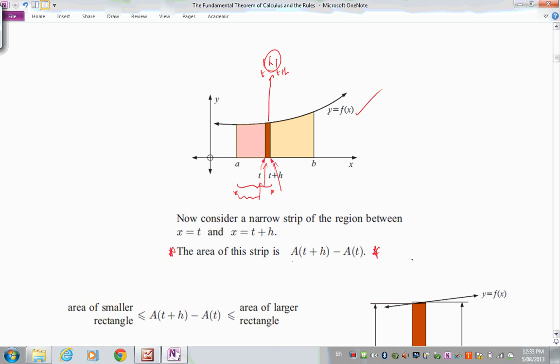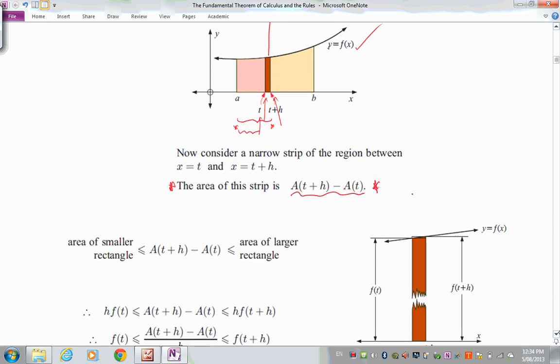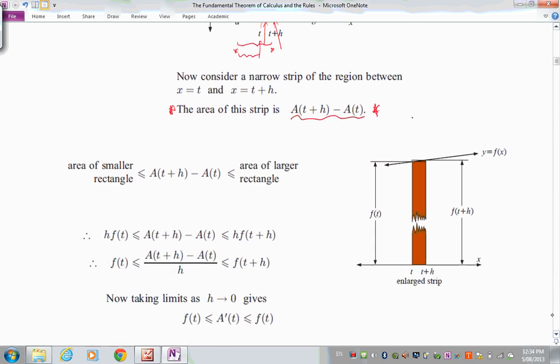Because if we can find an actual expression for this, we have a chance of really uncovering what this function A, which gives us the infinite rectangle sum between a and t here, will actually be. Let's go down. Okay. So let's come down here.